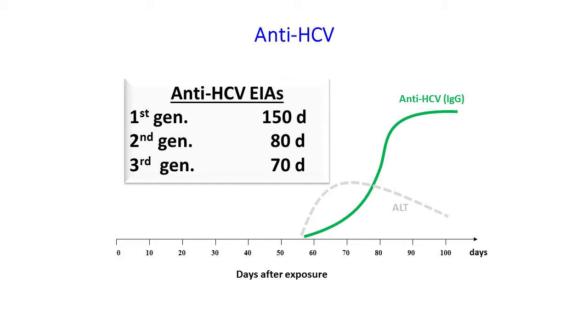The first EIA for the detection of anti-HCV antibodies was developed 12 years ago and had relatively poor specificity and sensitivity. The second generation of EIAs closed the window period to approximately 11 weeks by adding additional antigens, and the third generation EIAs have decreased the window period to detection of anti-HCV to 9 to 10 weeks. This is still a significant amount of time when attempting to rule out HCV transmission in needle stick or other healthcare-related exposures.